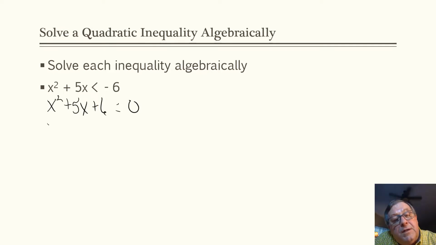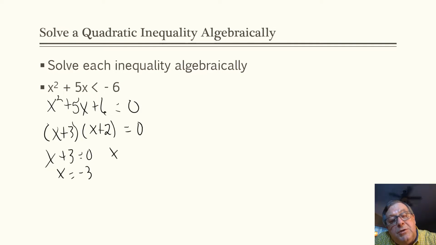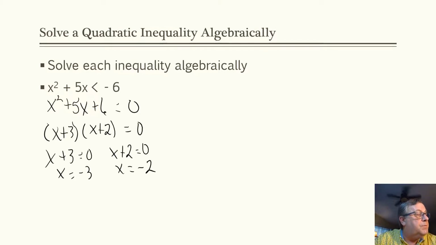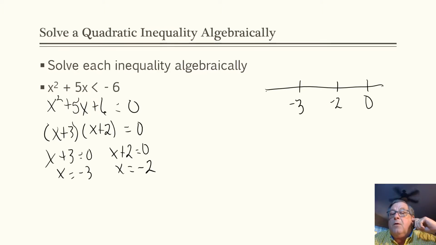So my two factors on this are x plus 3 times x plus 2 equals 0. Now we're going to set each factor equal to 0 and then solve. So we've got x plus 3 equals 0, so that x is equal to negative 3. And then we've got x plus 2 equals 0, where x is equal to negative 2. All right, now we're going to plot those on a number line. And so let's say 0 is here, negative 2 is here, negative 3, let's say, is right there.